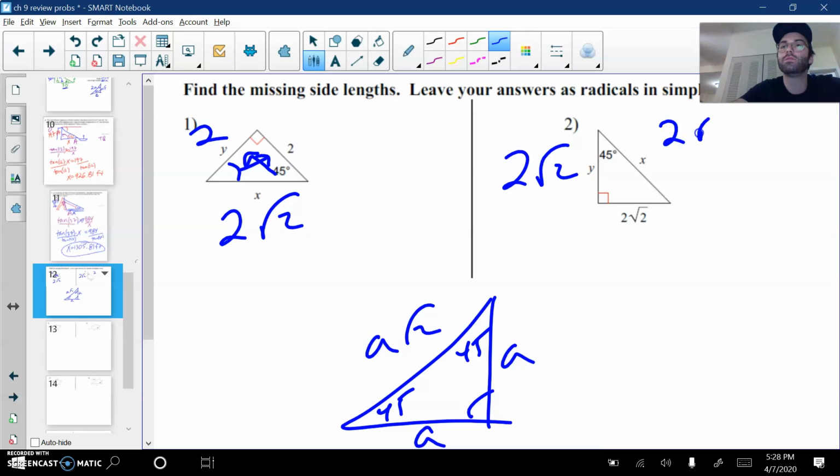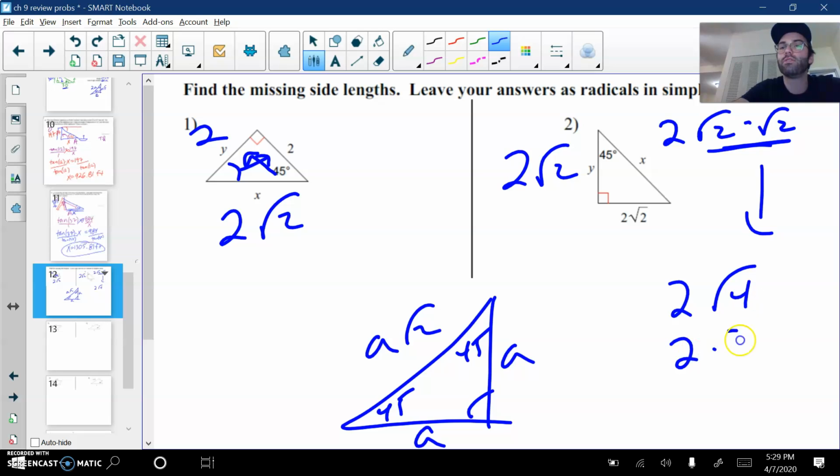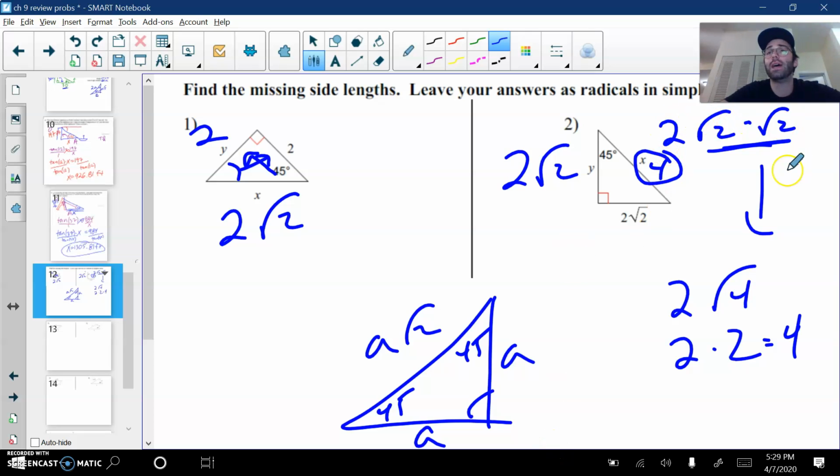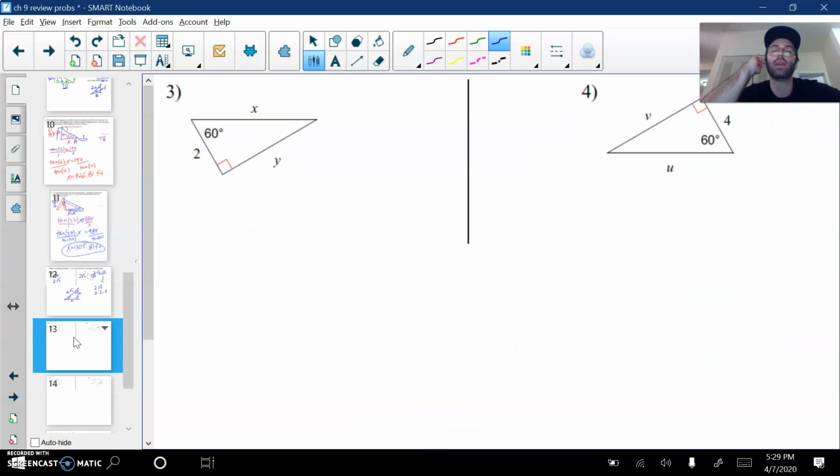X is going to be 2 root 2 times root 2. Root 2 times root 2 gives me, I'm going to show that down here, 2 root 4. The square root of 4 is 2, so this is 4. See all that work I did there? 2 root 2 times root 2. Since A is 2 root 2, I still slap the root 2 on it. Okay, let's do a couple other ones.